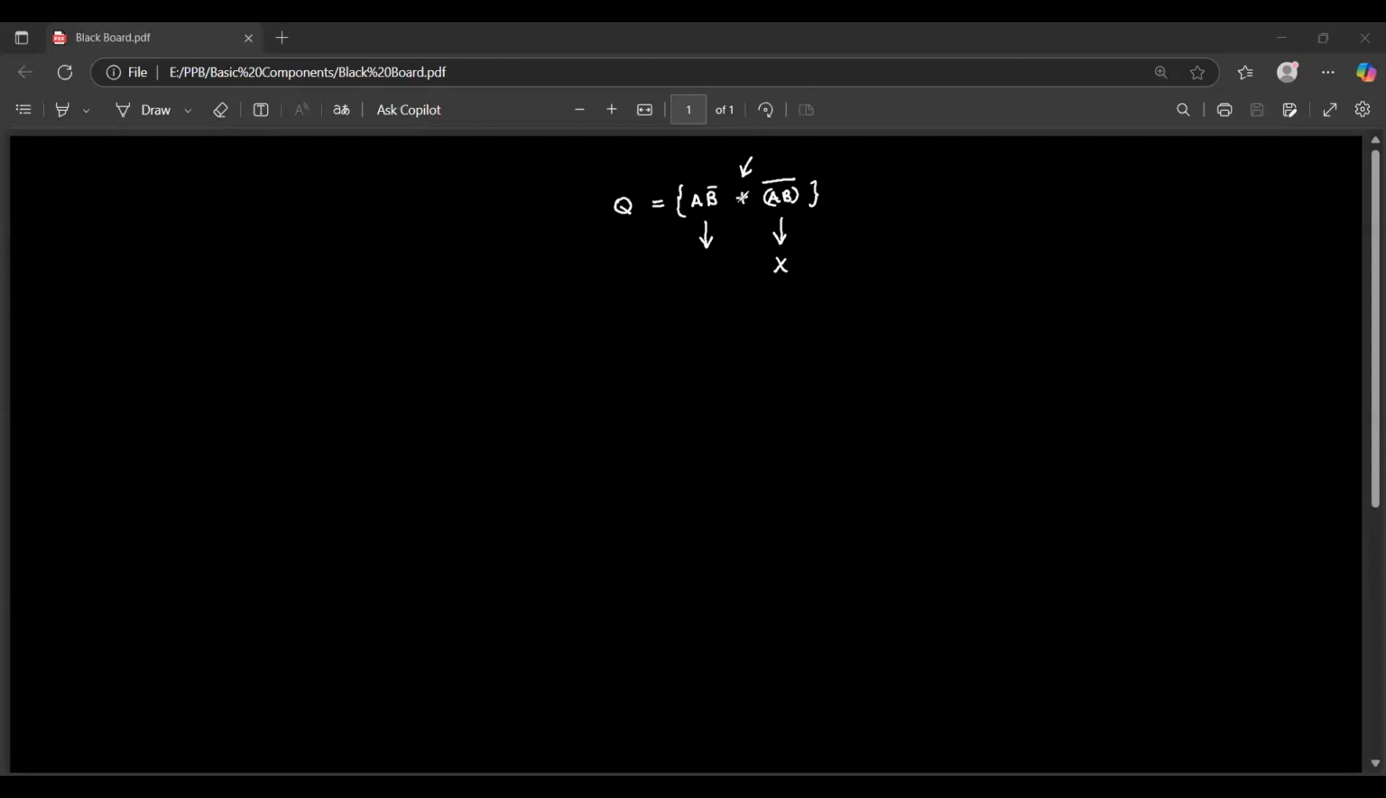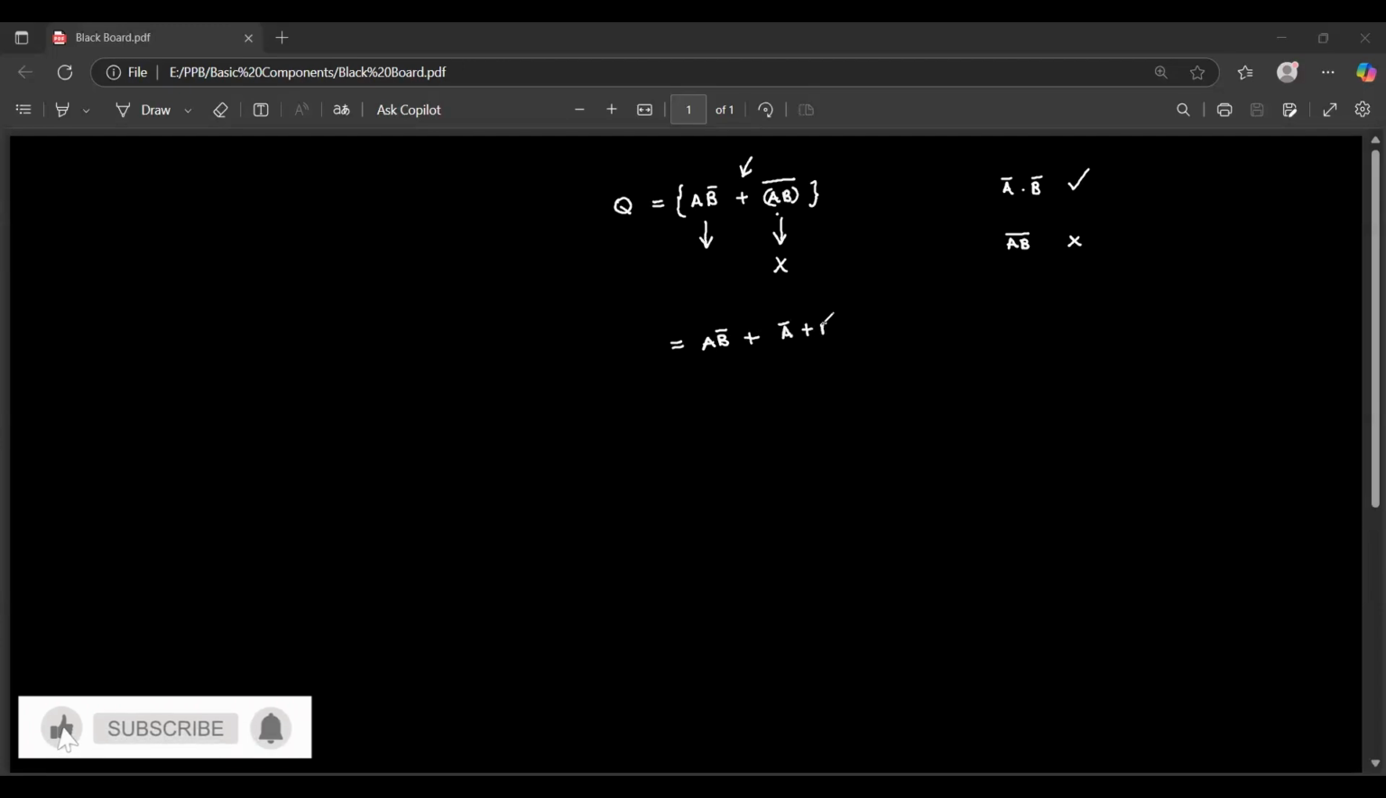You can have a bar dot b bar, that is allowed, but a b whole thing bar is not allowed. So what you have to do is break this down. Here we have a bar b bar plus, and if you break the barred term down, you will get a bar plus b bar. This is allowed, this is a sum of products expression. Why? Here you have a product. This is a single term, but still a product, and this is also a product.